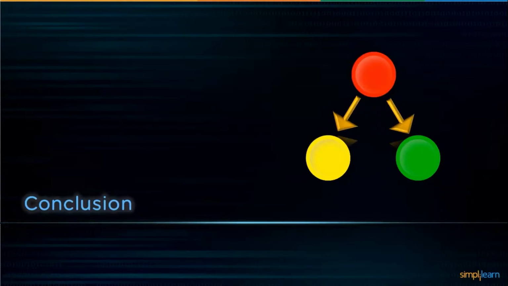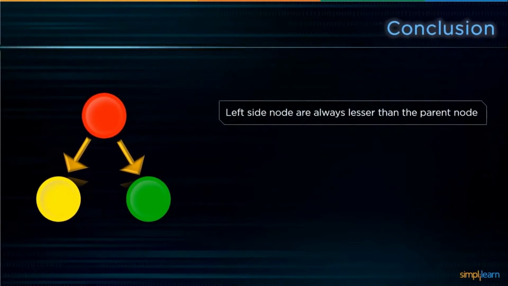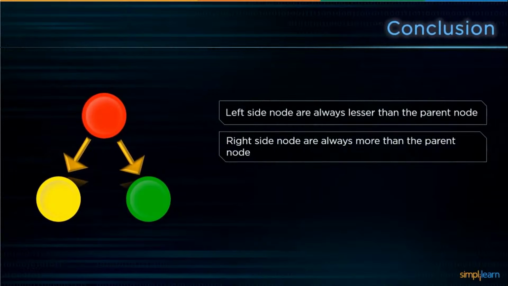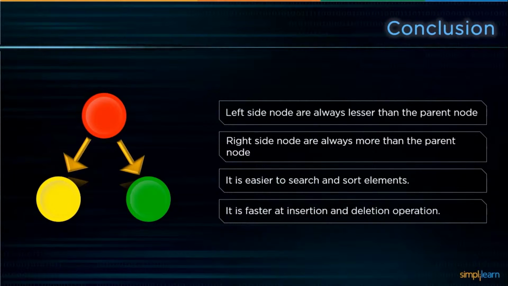At last, let's sum up what we have learned from this session. First up, left side nodes are always lesser than the parent node, and the right side nodes are always more than the parent node. Next, it is easier to search and sort elements in a binary search tree. Finally, a binary search tree offers faster insertion and deletion operations.